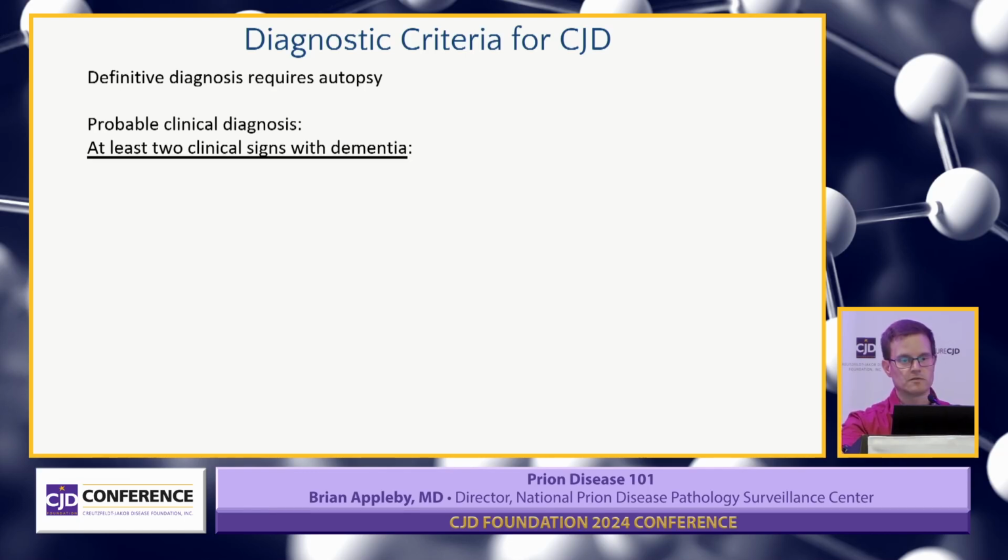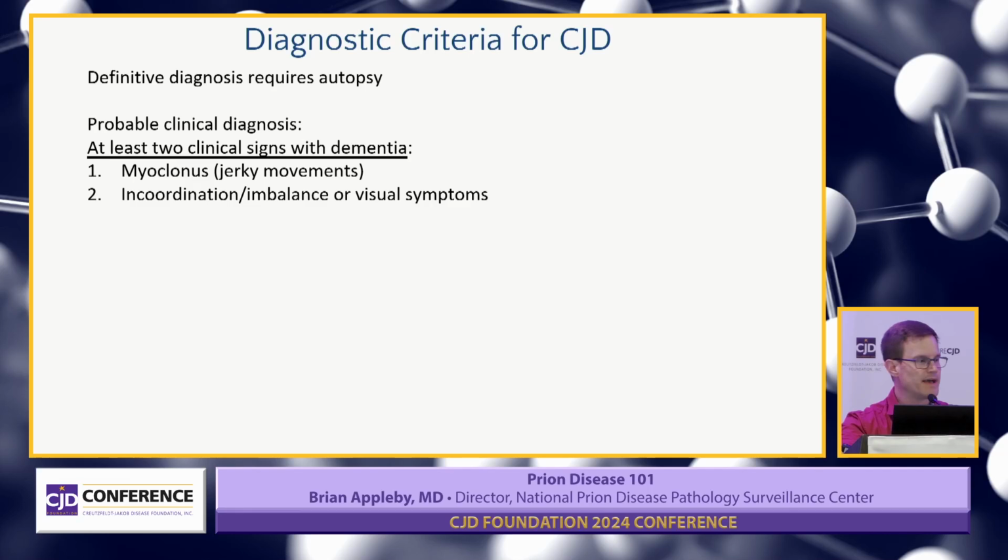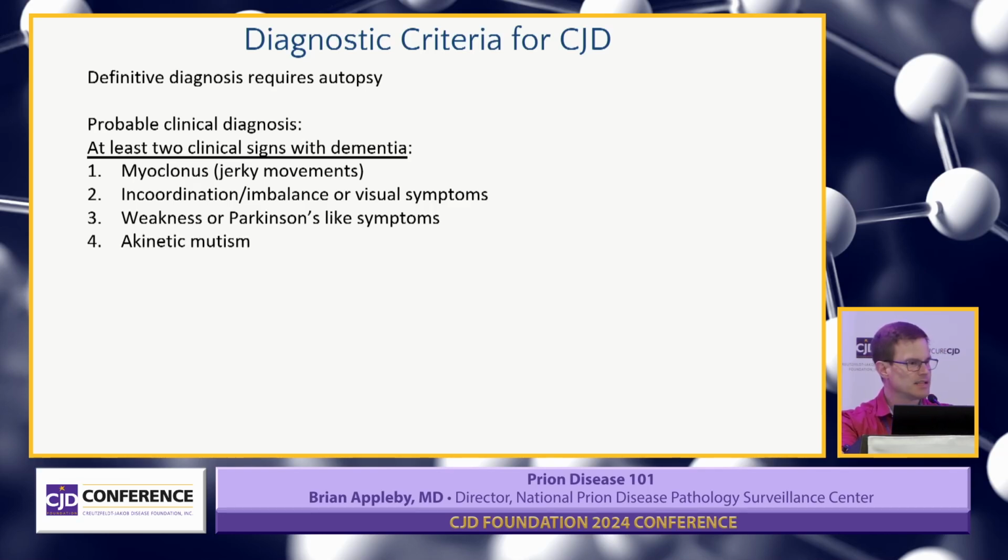syndrome, which has to include cognitive issues, myoclonus, which is that jerky-like movement that some patients get. They can have incoordination, balance problems, or vision symptoms, as we heard about in the last session. They can have weakness or Parkinson's-like symptoms. And then at the very end, they can develop something called akinetic mutism, which is the lack of volitional speech or movement. Not really that helpful for diagnosis because it's at the very end of the illness. But basically, the clinician is alerted to the possibility of CJD by looking at that list of symptoms and then trying to tie it to a suggestive diagnostic test.